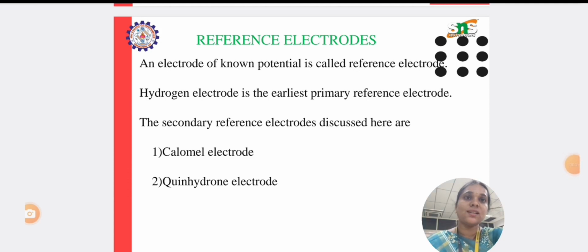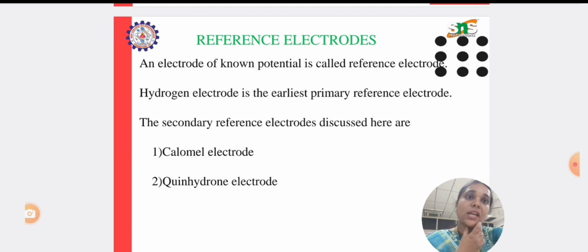Reference electrodes. An electrode of known potential is called a reference electrode. We take that known potential electrode as a reference, and the unknown electrode is the sample electrode. So the electrode of known potential is called a reference electrode.